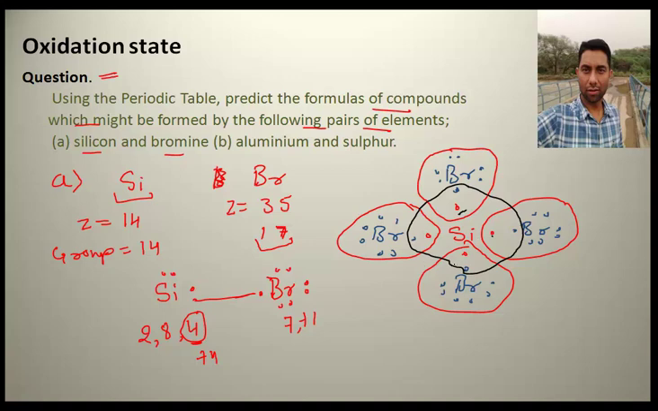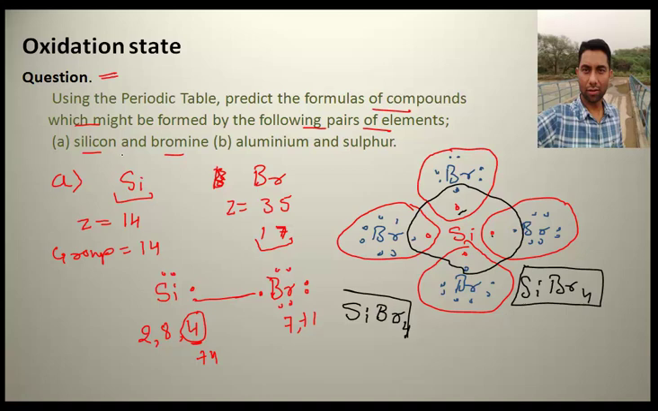Okay. Now just combine and form the formula of the compound. So what will be the formula? The formula comes out to be SiBr4, silicon tetrabromide. SiBr4, silicon tetrabromide will be the formula.